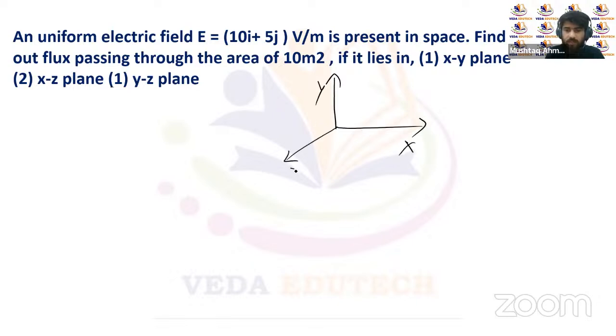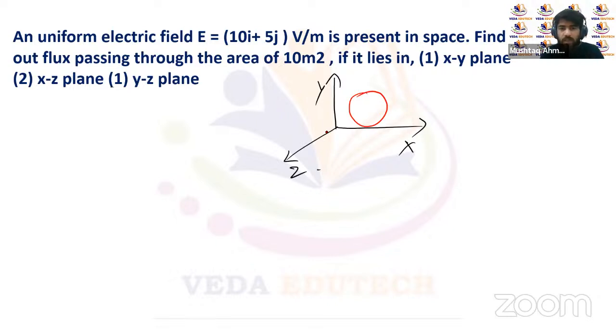XYZ, this is the Cartesian system. Now there is a loop of area 10 meter square, and it is placed in three different planes in three different cases. First of all, it is placed in the xy plane. Let's suppose we place this loop in the xy plane.